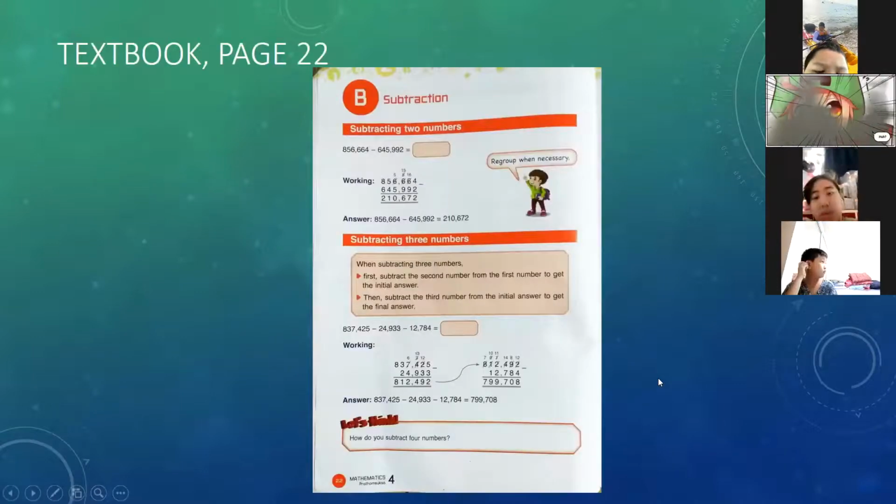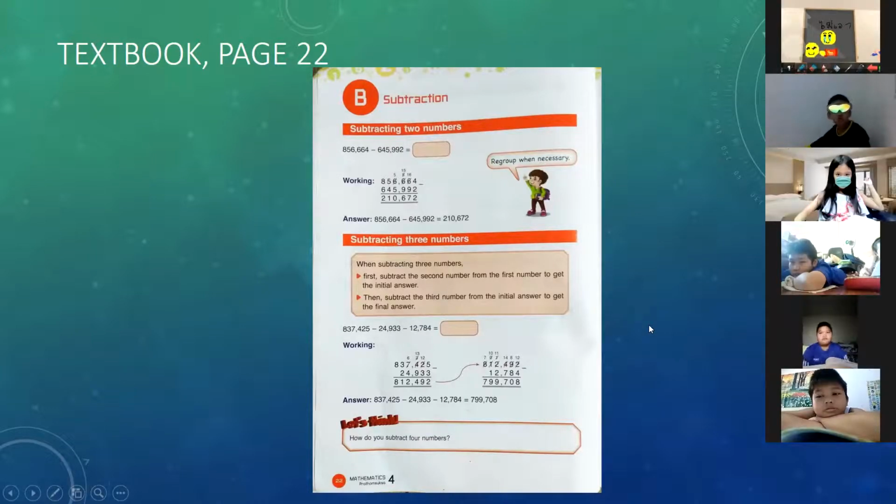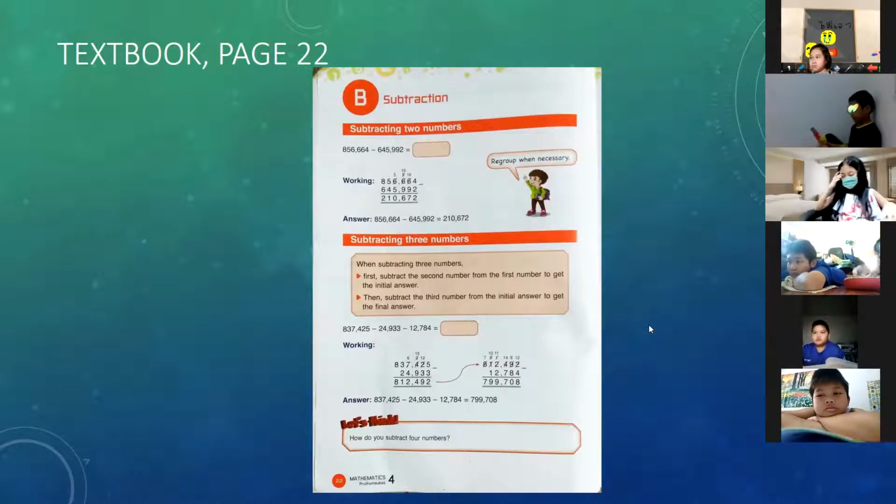Next, let's go back now to our lesson. On page 22, bring out your textbook. Are all set? When I say are all set, your pencils and textbooks are ready, and your erasers and scratch papers, recycled papers, working papers.